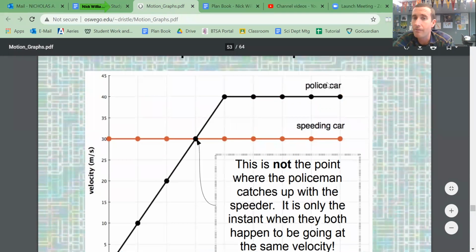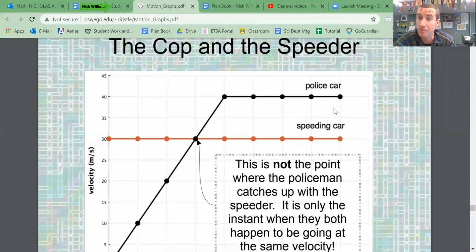Will the other car ever catch it? Well, now the police car is going 40 meters per second, and the speeding car is only going 30 meters per second. So if the police car is going faster, eventually the police car will catch up to the speeding car, and we could figure that out by taking the area under the curve for each one. So if I took the area under the speeding car curve and the area under the police car curve, they will eventually be equal to each other. And I think that happens at 8 seconds.